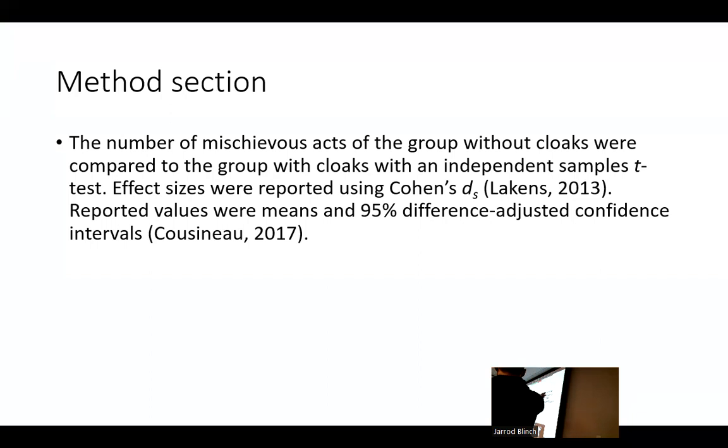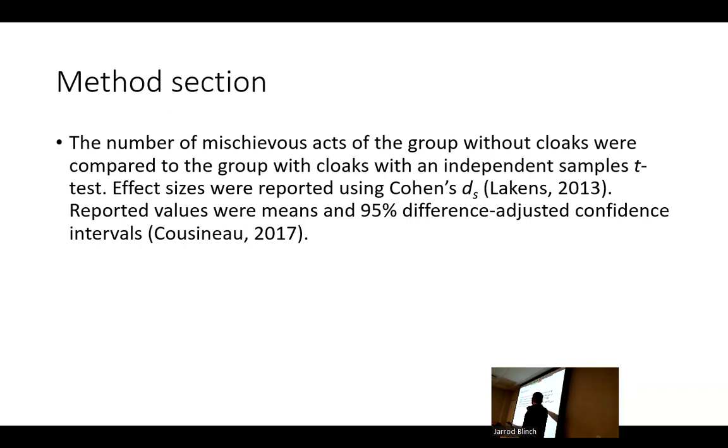So this is one thing, how you could describe the number of mischievous acts of the group without cloaks were compared to the group with cloaks with an independent samples t-test. So it's important to say that we're using t-test and that it's independent samples. To be very clear, I've added in what I'm reporting for effect size.